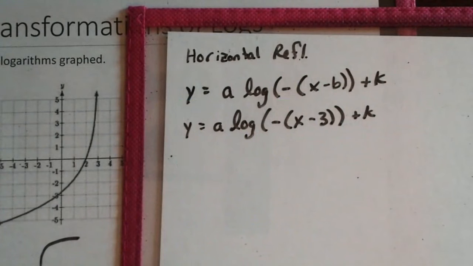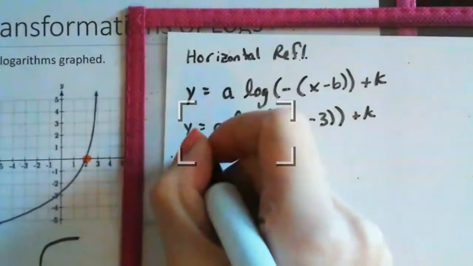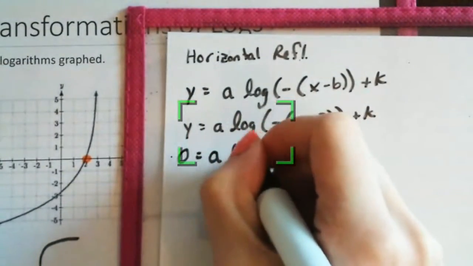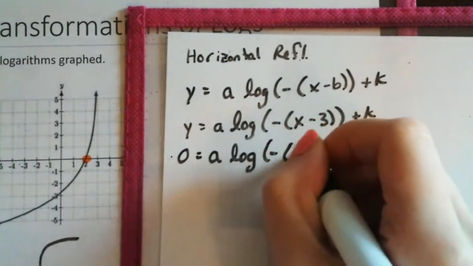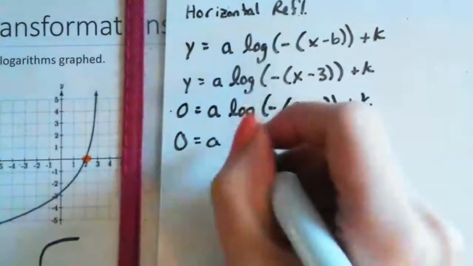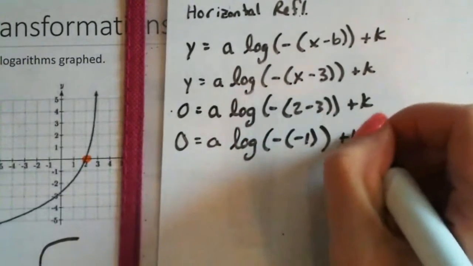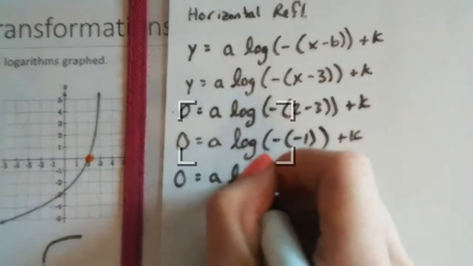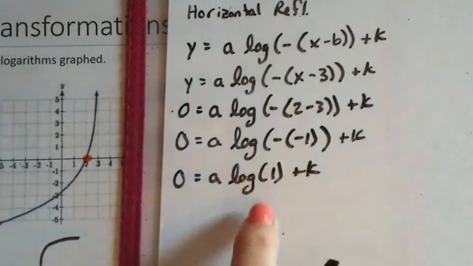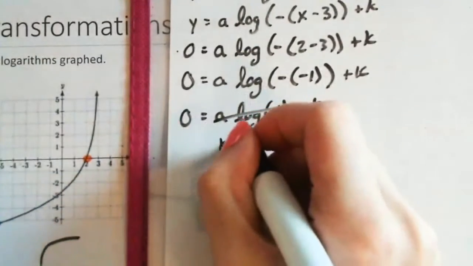I need 2 points on my graph to help me solve for a and k. I try to start with my horizontal intercept because that gives me a value of 0 in here somewhere that helps out, because that's at (2, 0). That gives me a 0 for y. We get a times the log of negative 2 minus 3 plus k. So 0 is equal to a times the log of negative 2 minus 3, which is negative 1, plus k. So 0 equals a times the log of positive 1 plus k. But we saw that the log of 1 is 0. A times 0 is 0. That's gone. We get that k is 0.